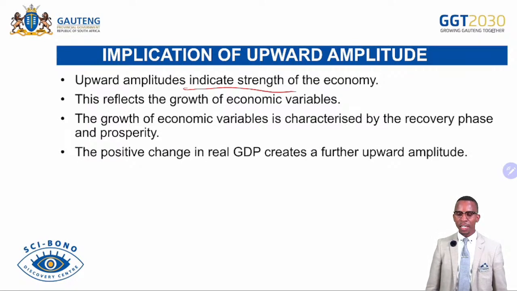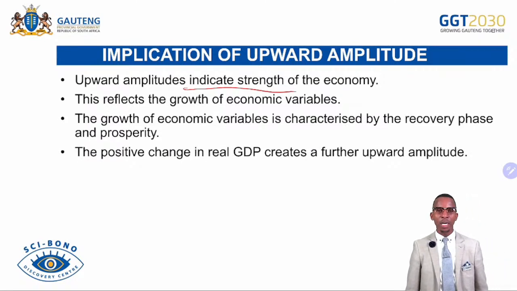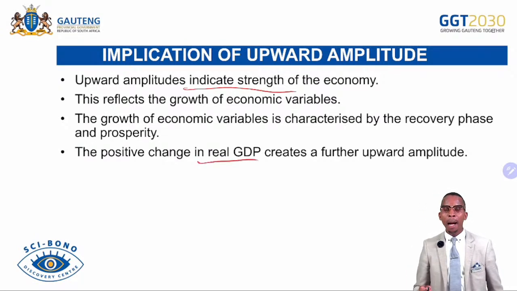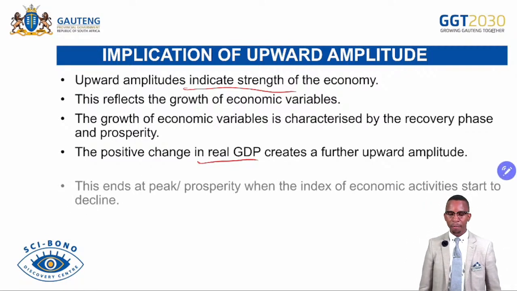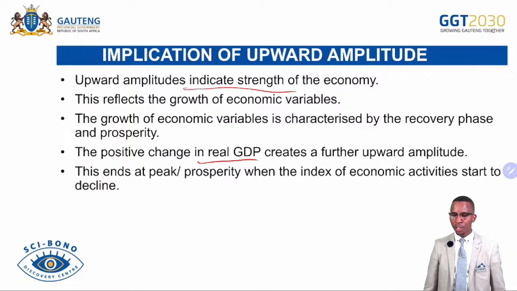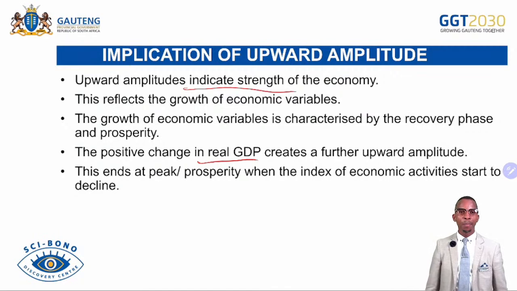And then the positive change in real GDP creates further upward amplitude. If ever there is a further increase in real GDP, what happens? Amplitude will go further without reaching what we call the turning point, which is the peak. This ends at peak or prosperity when indexes of economic activities start to decline. Remember, the peak is the end of upswing and the beginning of downswing.